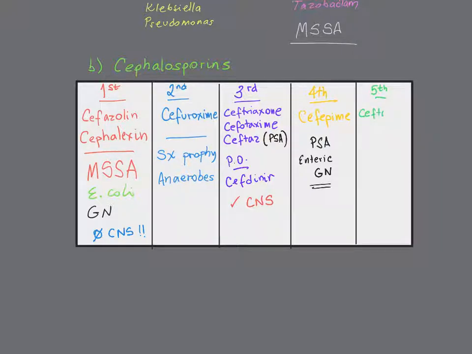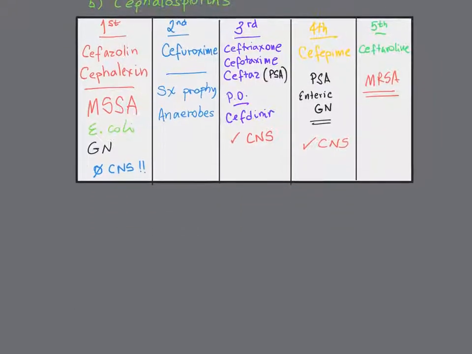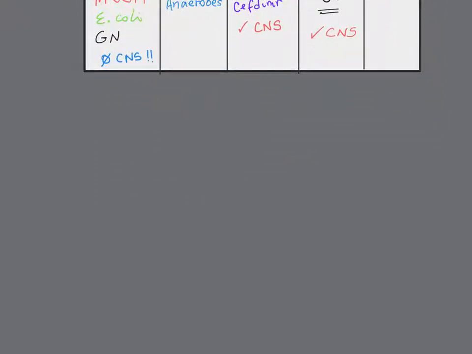And last but not least, we have the fifth generation cephalosporin, which is a relatively new antibiotic with activity against MRSA. This antibiotic is the only beta-lactam that has activity against MRSA. That's very important to mention. There are no other beta-lactams with activity against methicillin-resistant Staphylococcus aureus. All these antibiotics from third, fourth, and fifth generation have very good activity in the CNS.